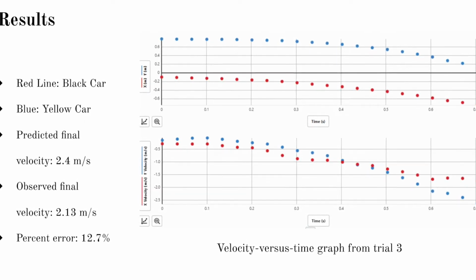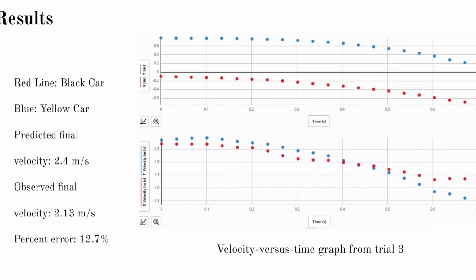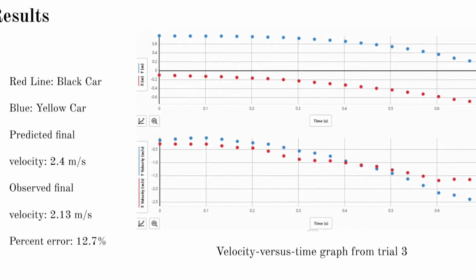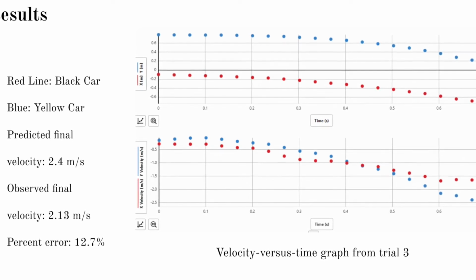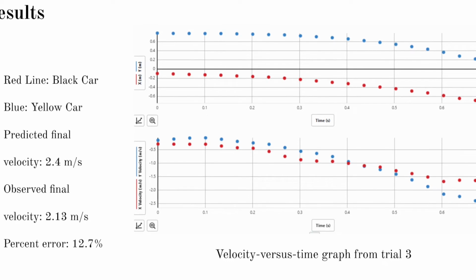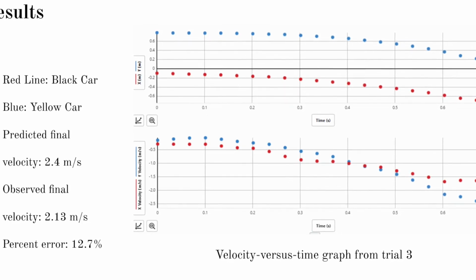The predicted final velocity was 2.4 meters per second. The observed final velocity was 2.13 meters per second. The percent error between the predicted and observed final velocities was 12.7%. This can be seen in the graph where the blue dots represent the yellow car and the red dots represent the black car.